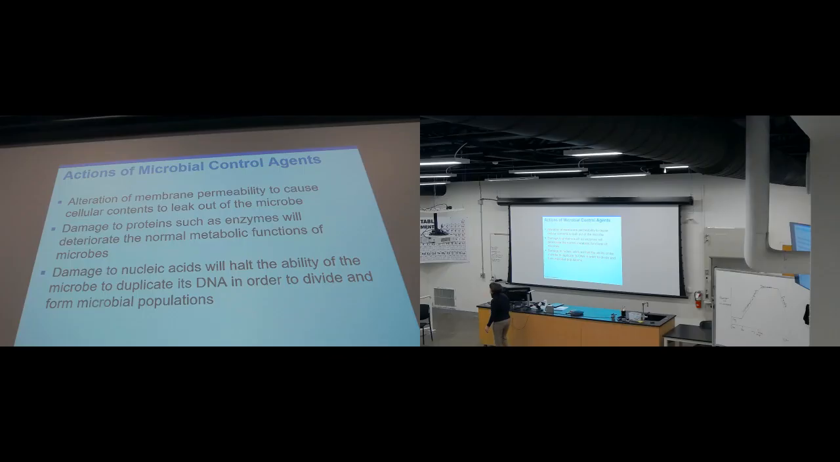So, the first agent will be an agent that controls the membrane permeability. No matter if it's a eukaryotic microbe or a prokaryotic microbe, if you make holes in the plasma membrane, or if you dissolve the plasma membrane, you will damage these microorganisms. The reason is that the plasma membrane acts as a barrier not only to select what comes in and out of the cells, but also to keep what is important in the cells.